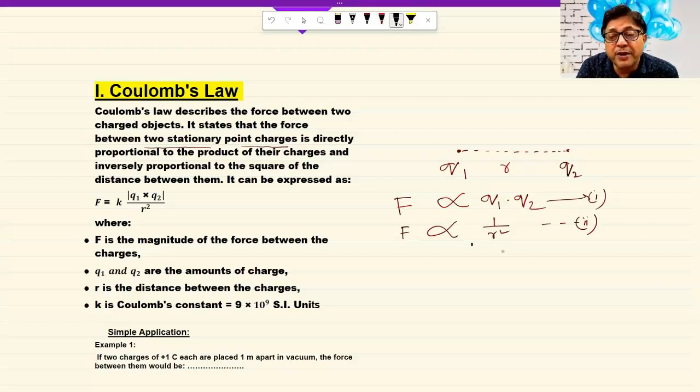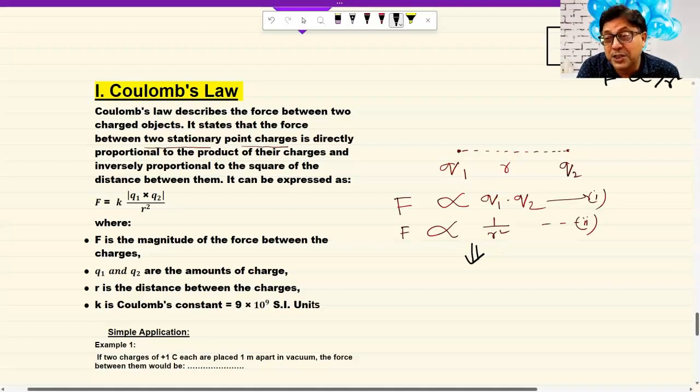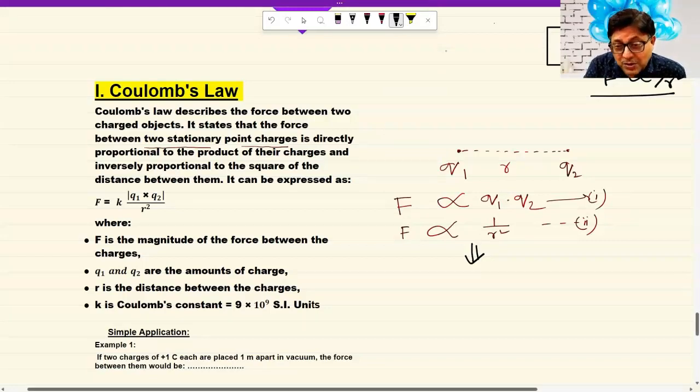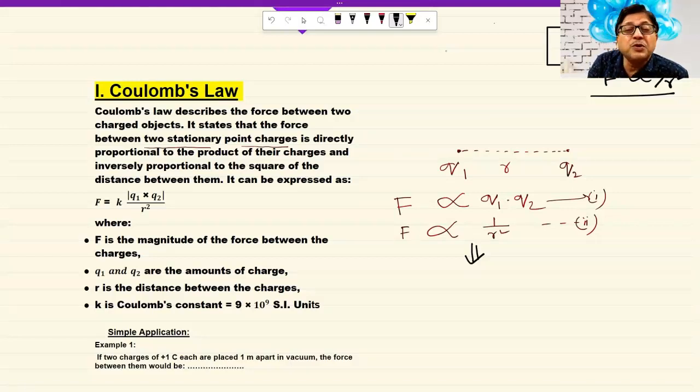Inverse square law you have studied in gravitation, where the force of gravity is equal to G m1 m2 by r square. This is one of the fundamental forces you studied in class 11. It obeys the inverse square law because F is always proportional to 1 by r square. In gravitation we have seen the inverse square law, and in electrostatics we are also seeing the inverse square law to discuss the force of interaction between two charges. So if we combine these two, then F is proportional to Q1 Q2 by r square.